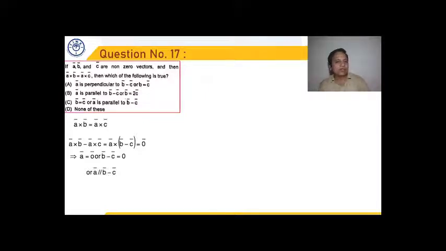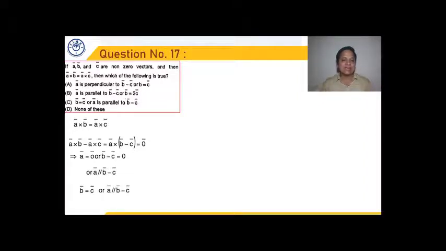So A cross B equal to A cross C was given to us. So we take A cross C to the left hand side. We say A cross B minus A cross C. We take A as common. A cross B minus C is equal to 0. Either vector A is 0 or B minus C is equal to 0, or A vector is parallel to B minus C. But given in the question, A, B, C are non-zero vectors. So A is equal to 0 is ruled out. So we had either B minus C is equal to 0, that is vector B is equal to vector C.